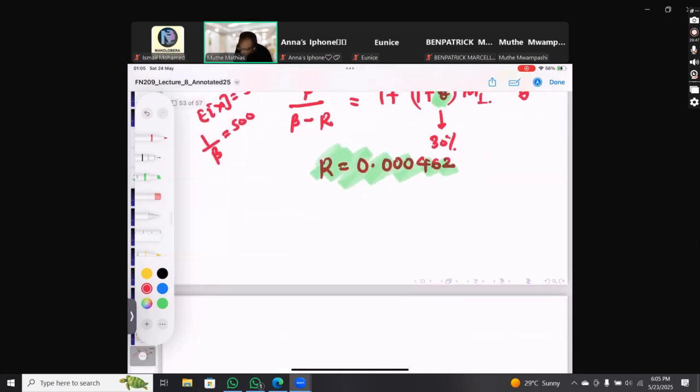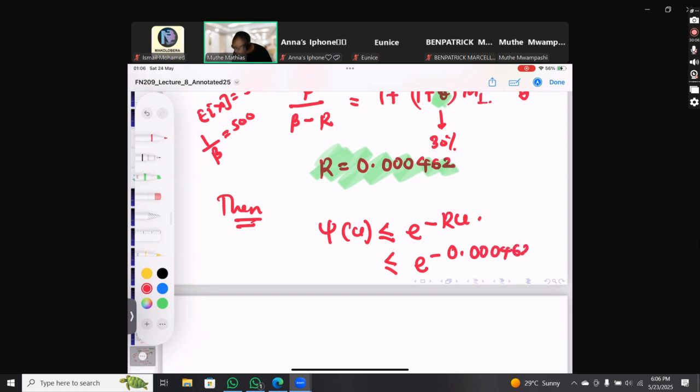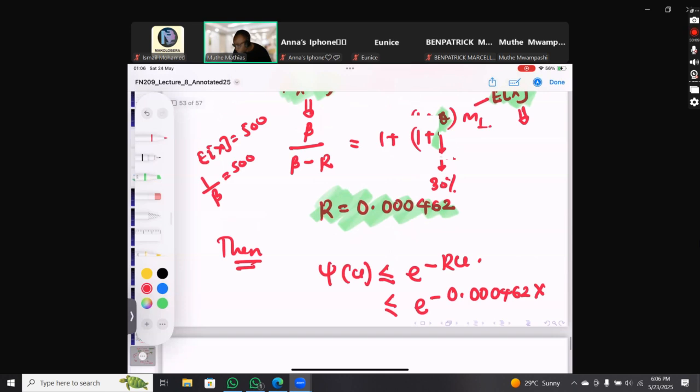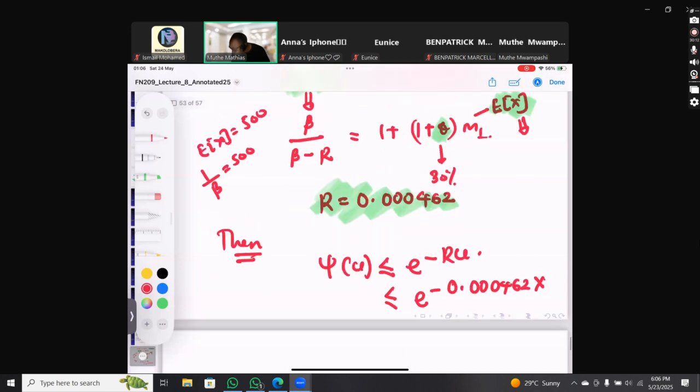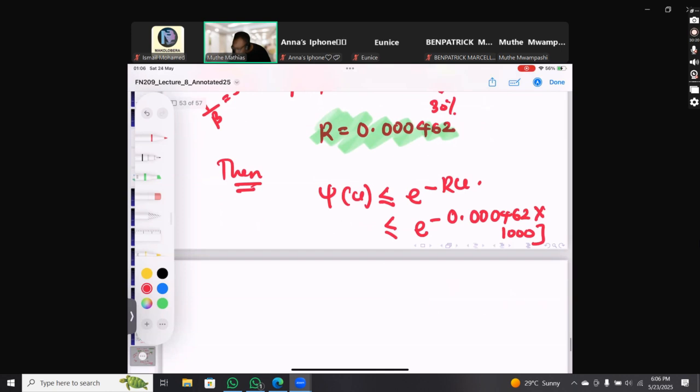So the upper bound for the probability of ruin, right? Remember, probability of ruin cannot go beyond e to the power minus R U. So this will be less than or equal to e to the power minus R times U. Remember, R is this one here, 0.000462, and then multiply by U. So remember, U is actually 1,000. So just multiply here by 1,000, right? And then, of course, you are done. If you do that, you'll be able to see that the upper bound for probability of ruin is actually this one here.